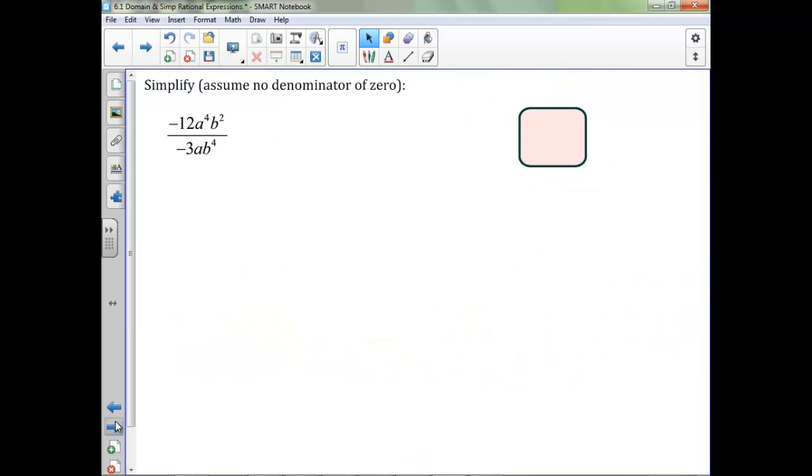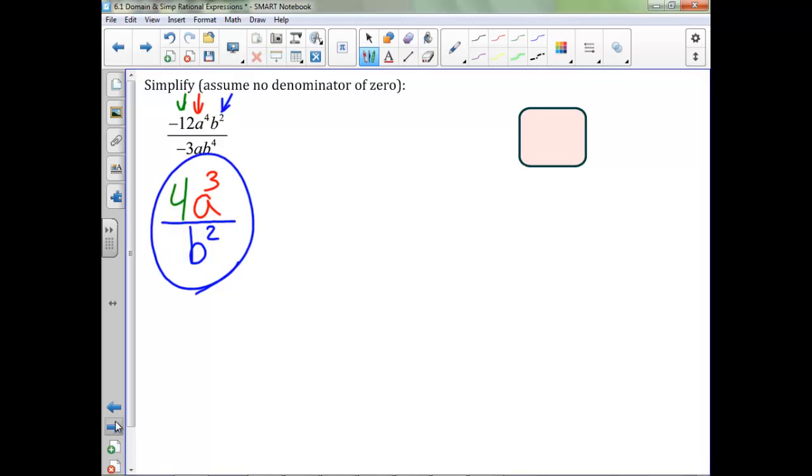Now we're going to simplify expressions. This first part will be very similar to what we did back in chapter 1. So let's look at our coefficients. -12 divided by -3 is 4. Looking at our a's, we have a to the 4th in our numerator, 1a in our denominator, so we're left with a cubed. And then notice our b's. We have 2 b's in the numerator, 4 b's in our denominator, so we'll be left with b squared in our denominator.